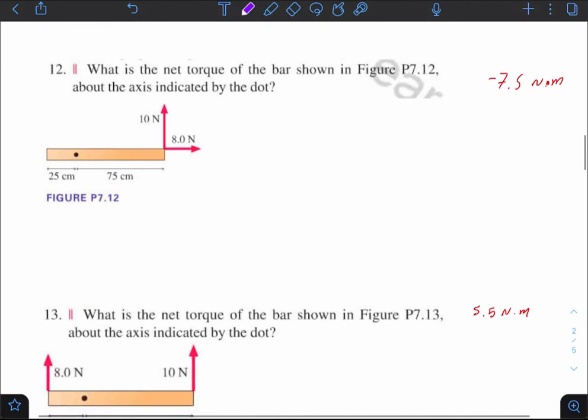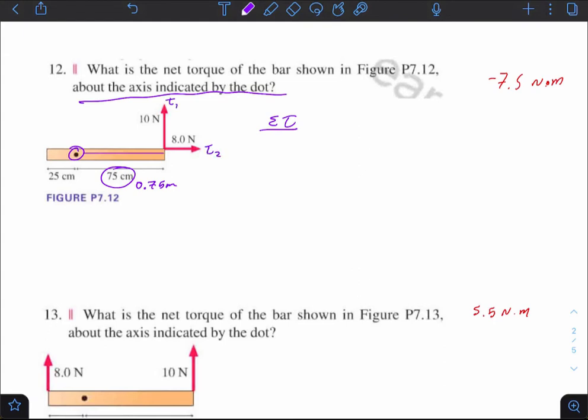Number 12. What is the net torque of the bar shown in this figure about the axis? So this is our axis of rotation. We want to find the net torque. We have two forces. And it looks like they both have the same radial arm of 0.75 meters. And we want to find the total torque because net torque is the sum of all other torques. So I'm just going to call this torque 1 and this torque 2.